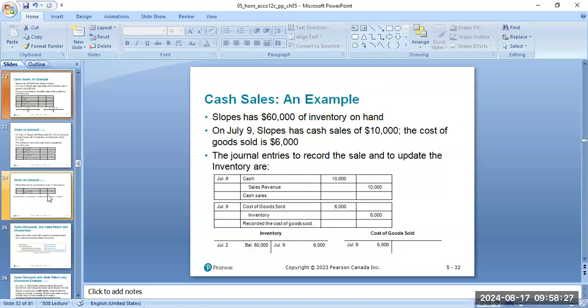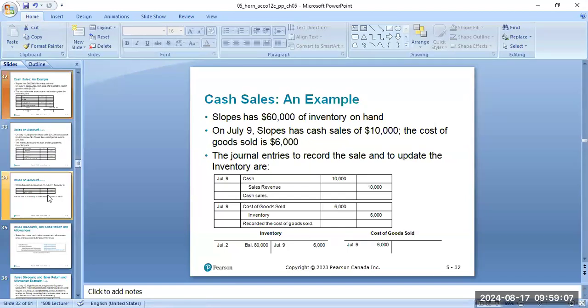So what will be the first example? Let's pretend that this company has $60,000 inventory on hand. They're selling for cash $10,000 of that inventory, and the cost of goods sold is $6,000. So what are they going to do? Debit cash, credit sales revenue 10,000. Then they have to reduce the inventory, but they have to show the cost of goods sold. Debit cost of goods sold 6,000, credit inventory 6,000.